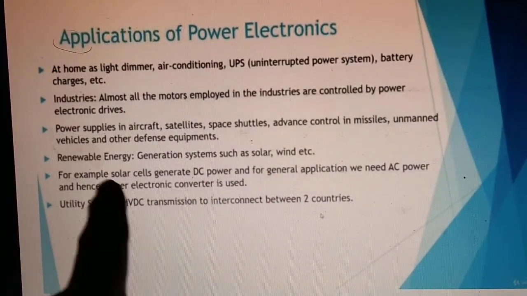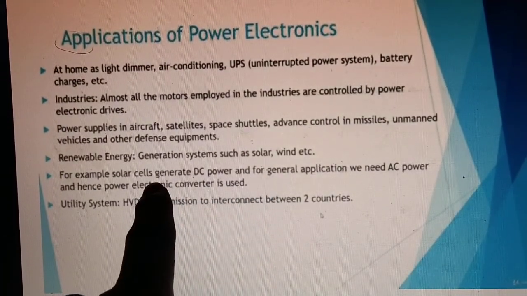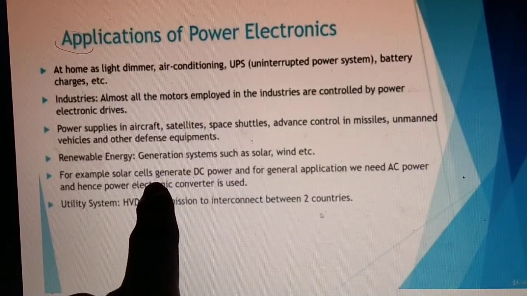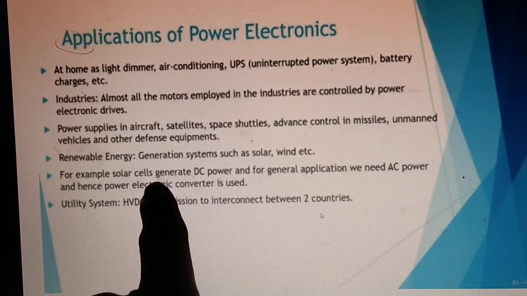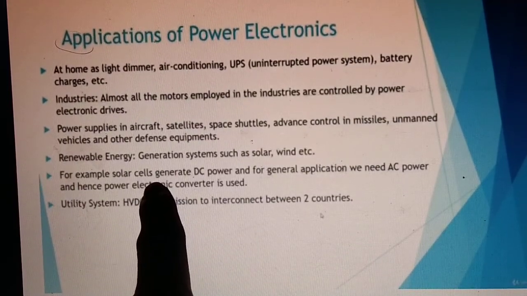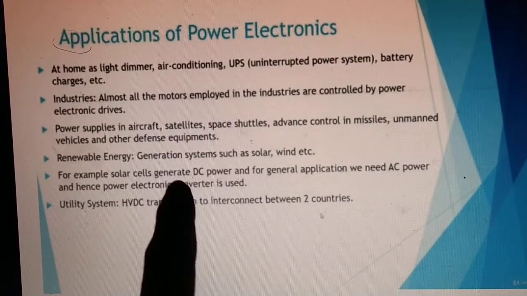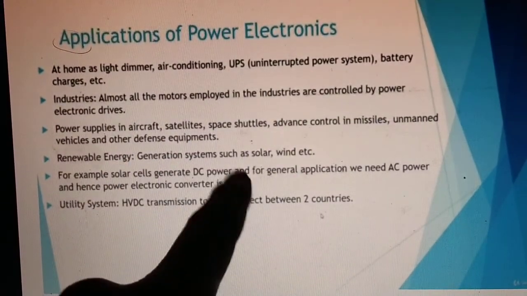So the meaning of this sentence is nothing but, we know very well, a solar cell generates DC power, but in the present system all the application equipments work only on AC. So that's why we have to convert the DC power we are getting from the solar panel into AC. To convert that DC to AC we are using power electronics devices. That is the application and importance of power electronics.